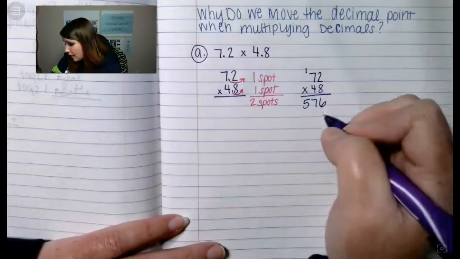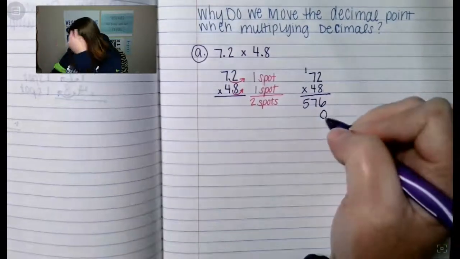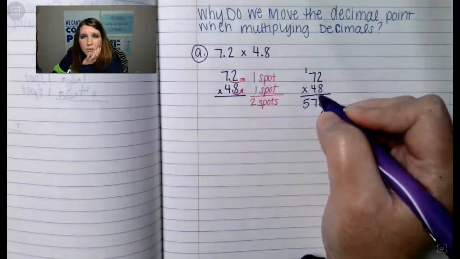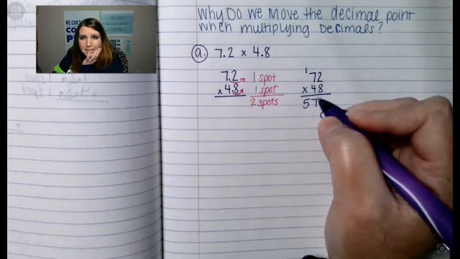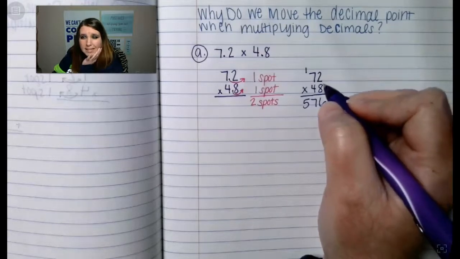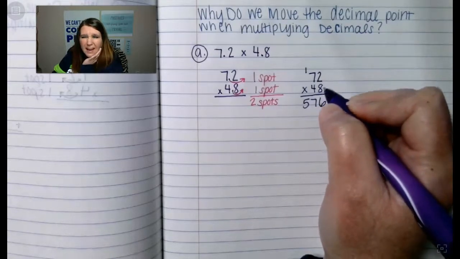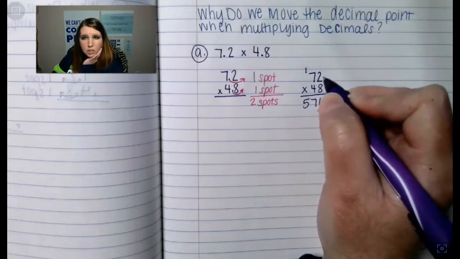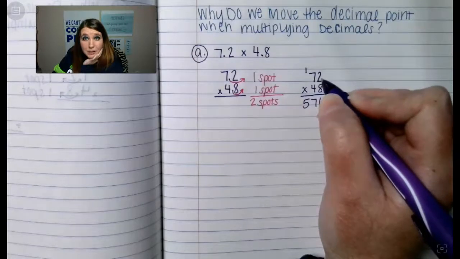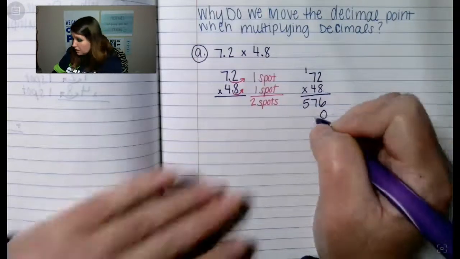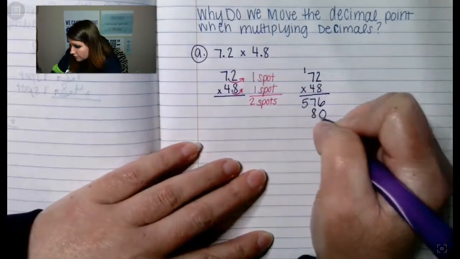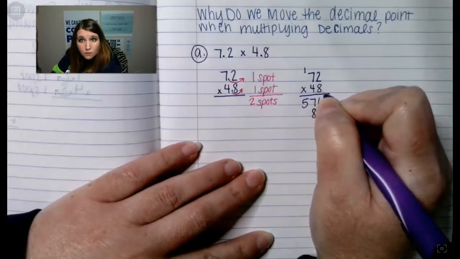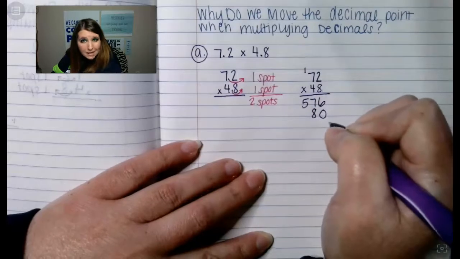Okay, now I need a placeholder. I need a placeholder of a 0 here because this 4 does not really mean 4. It means 40. This 8 is gone. It's like having a 40 here. This is like saying 40 times 2. Well, 40 times 2 is 80. So if I put this 8 here, oh, I have 80. 4 times 2 is 8, or 40 times 2 is really 80.